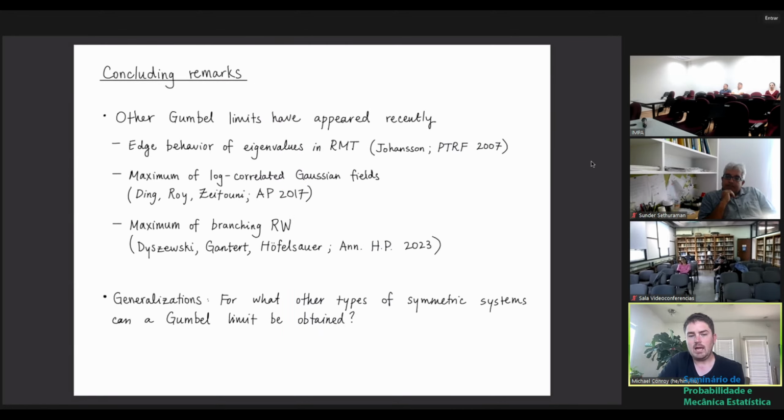So I want to mention some other Gumbel limits that appeared recently. There's edge behavior of eigenvalues in random matrix theory. Also, maximums of large log correlated Gaussian fields, and maximums of branching random walks. Both these latter results involve randomly shifted Gumbel distributions. And a sort of broader question is what other types of symmetric particle systems can you achieve a Gumbel limit?